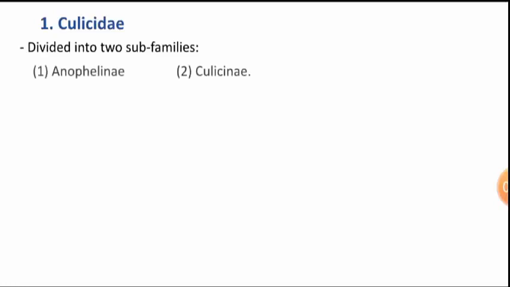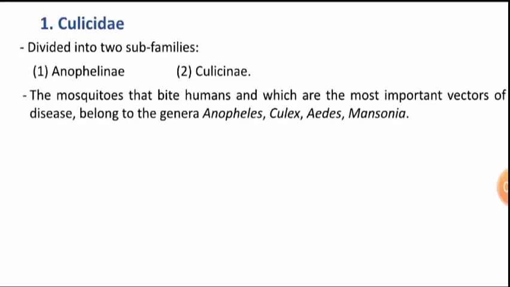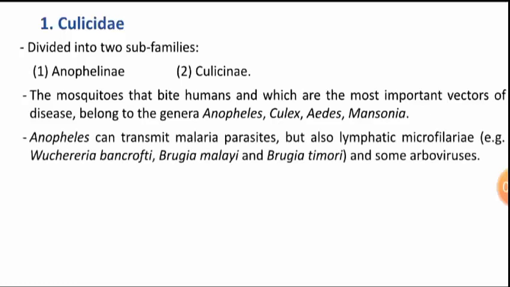Let's start with family Culicidae, divided into two subfamilies, Anophelinae and Culicinae. The mosquitoes that bite humans and which are the most important vectors of disease belong to the genera Anopheles, Culex, Aedes, and Mansonia. Anopheles can transmit malaria parasites, but also lymphatic filariasis, as Wuchereria bancrofti, Brugia malayi, and Brugia timori, and some arboviruses.